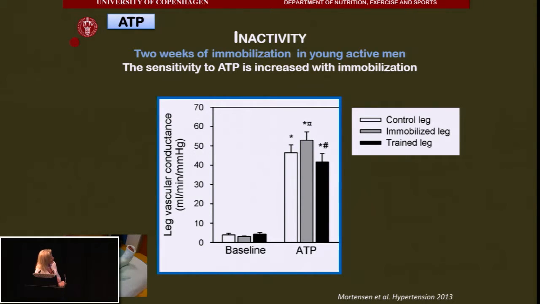Okay, and you can actually see that response here in the immobilized leg is greater. Trained leg, if anything, is lower. So this fits well what we saw with the decreased sensitivity during training and actually increased sensitivity with immobilization.